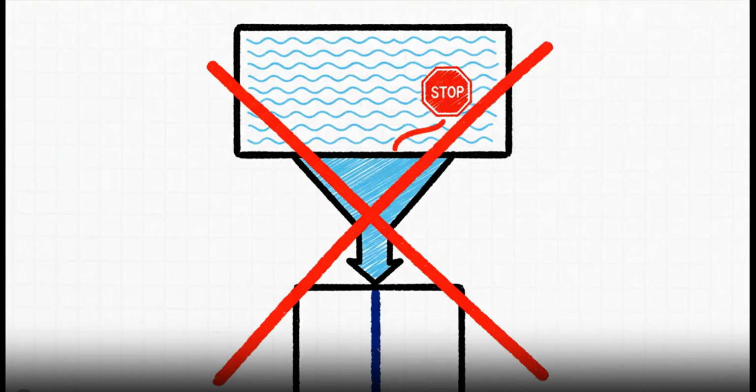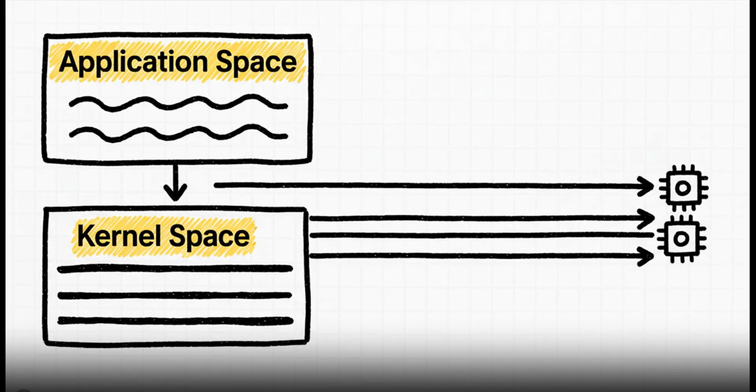The first way to do it is the many-to-one model. This is where an application can create tons and tons of its own user threads, but the operating system only sees one single kernel thread for the entire program. It's efficient, sure, but it has that fatal flaw. One little thing gets stuck and the whole show grinds to a halt. Not great.